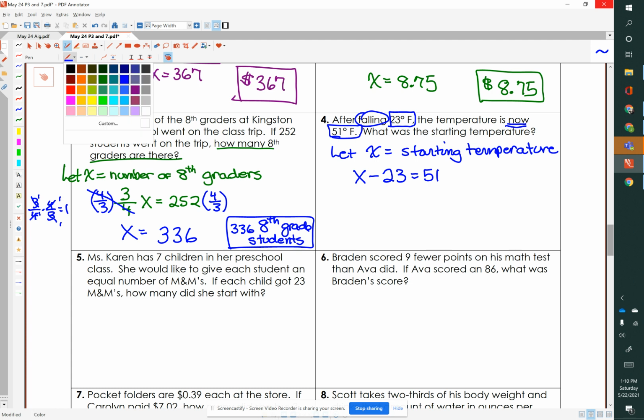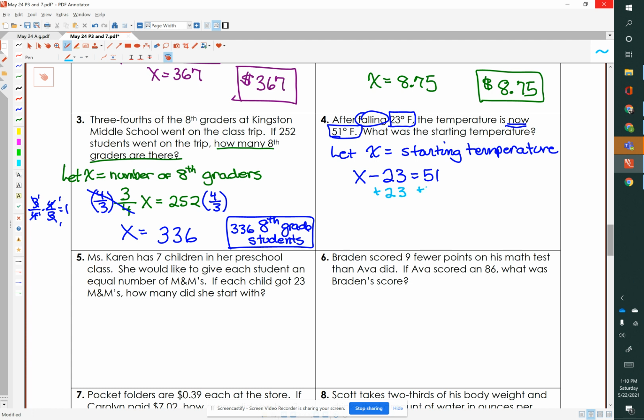And we don't need to use the degree sign in our calculations, but we will use it in our answer. So in order to solve this, we want to add 23 to both sides so that we can isolate that x. And our x will equal 74. And we can check this answer by substituting for x. And 74 minus 23 is 51, and our answer checks. So the starting temperature was 74 degrees.